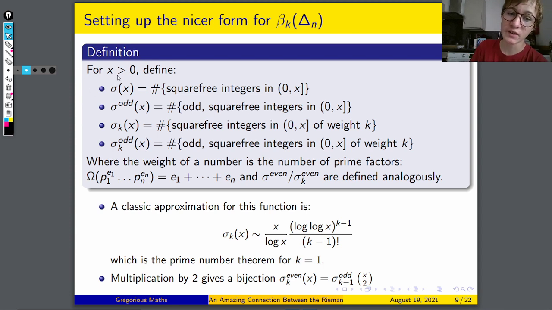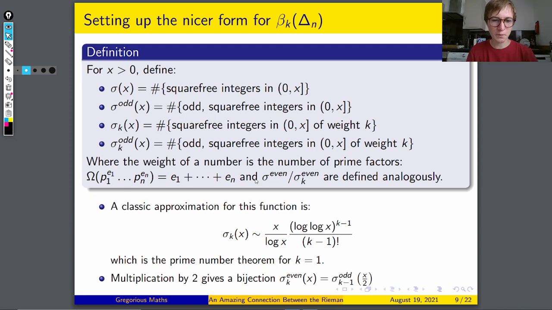So for any real number x bigger than 0, we define sigma of x to be the number of square free integers in this interval. Sigma odd of x is obviously the odd square free integers in that interval. Sigma k of x is the square free integers in this interval of weight k. And then, of course, sigma k odd is the odd square free integers in that interval of weight k. And the weight of a number is just the number of prime factors. So, for example, a number which has weight 1 would just be a prime number.